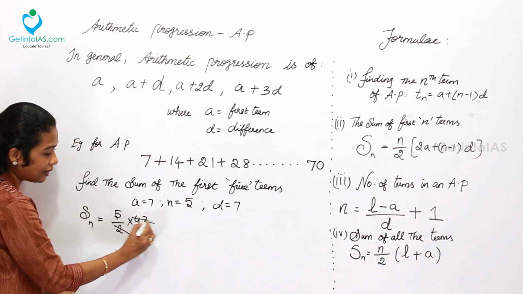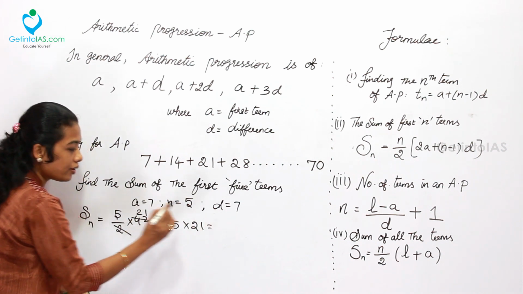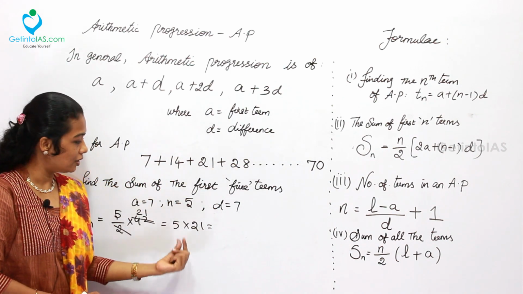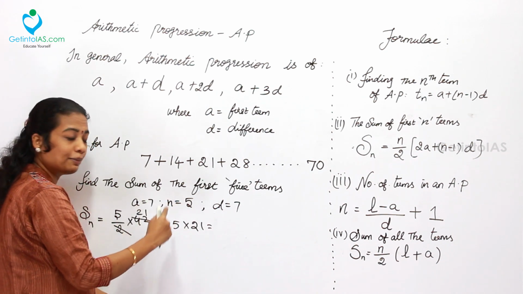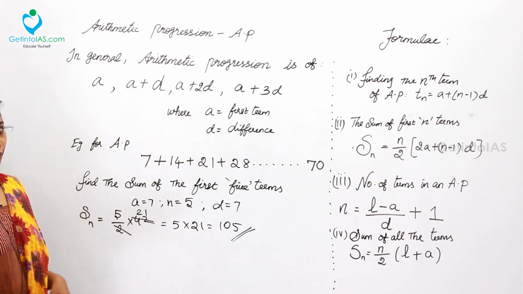So the 2 cancels with this, and we have 5 into 21. What is the answer? That is going to be the summation of the first 5 terms of the series. 5 into 20 is 100, 5 into 1 is 5, 100 plus 5 is 105. So the answer for this question is 105.